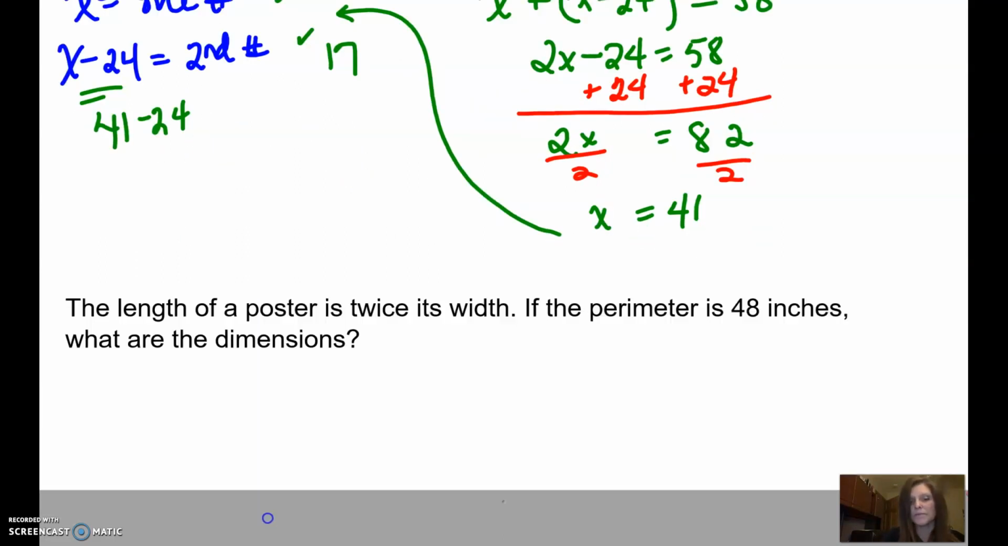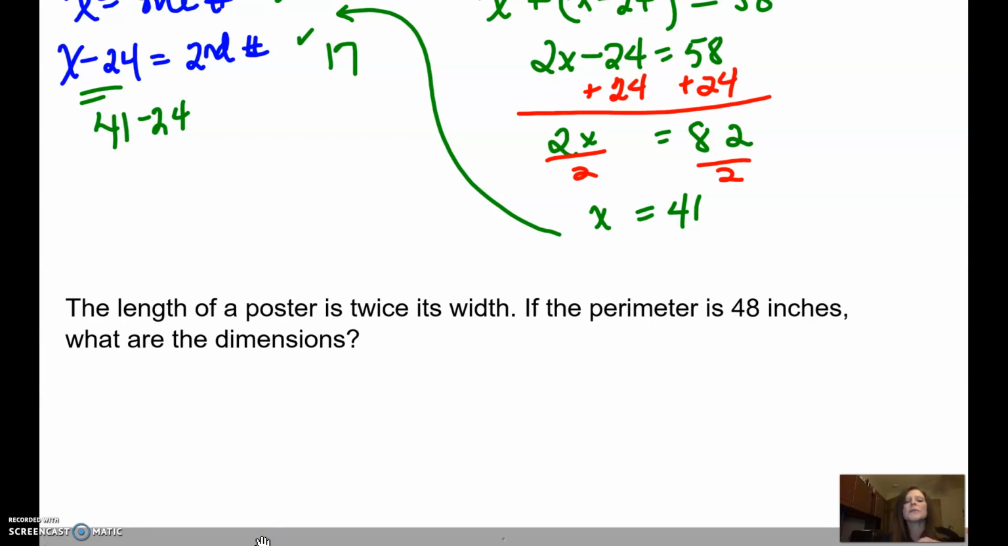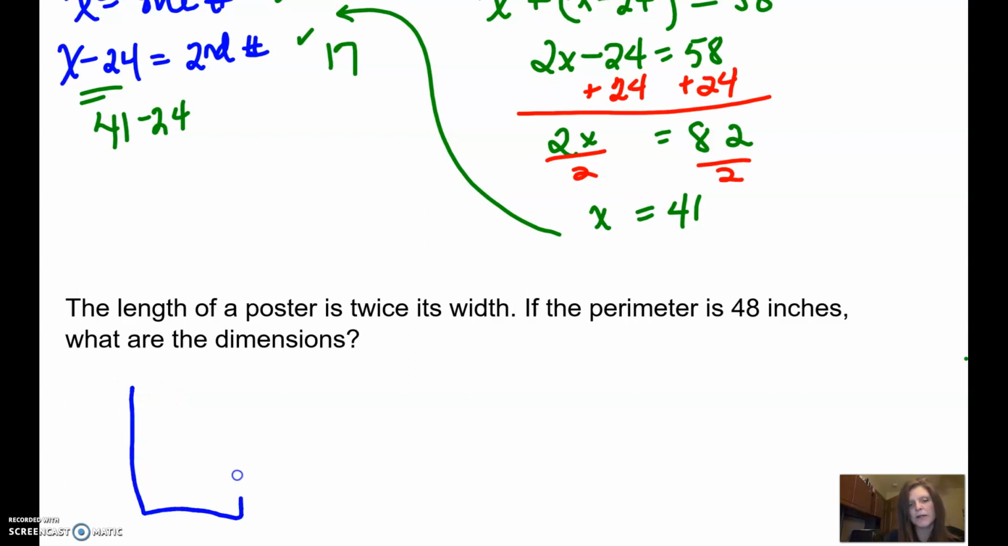One last problem. All right, the length of a poster is twice the width. Now, hang on one second. Okay, had to clear my shade there. So the length of a poster is twice the width. Well, I know posters are normally kind of rectangles. Okay, I know it's a little wobbly, but let's go with it. So the length is twice the width.